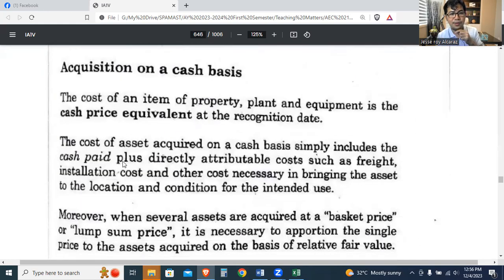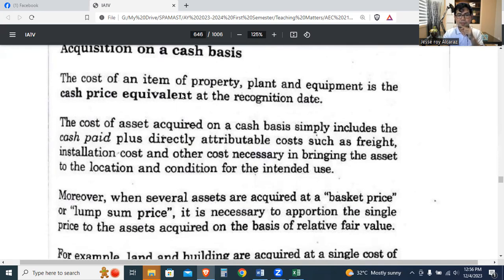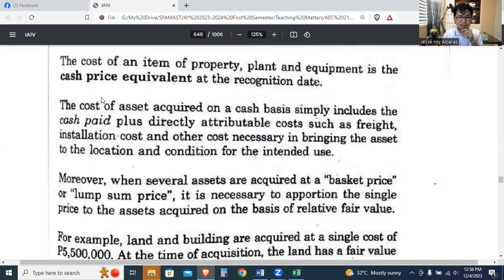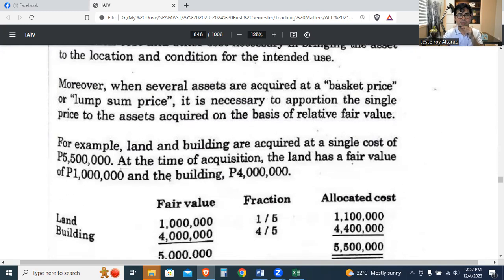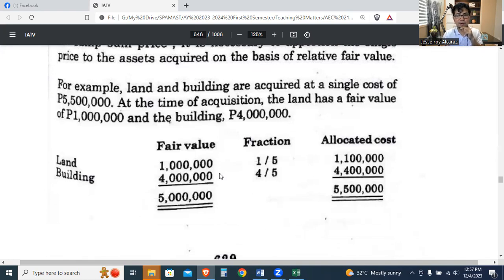Okay, let's go over the accounting side of this properties. The cost of an item of PPE is the cash price equivalent at the recognition date. So, dali lang na siya. Let us be reminded that the cost consists of the cash paid plus directly attributable costs such as freight, installation, and other necessary costs. So for example, the land and building are acquired at a single cost of 5,500,000. Take note, we are purchasing two properties here. Building tsaka land. So naka-lump sum siya nga presyo of 5,500,000.